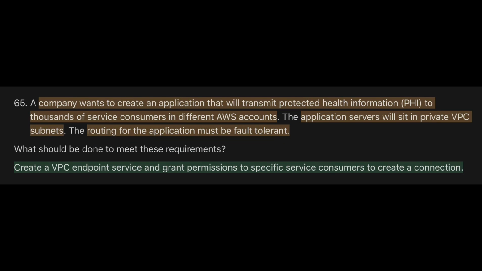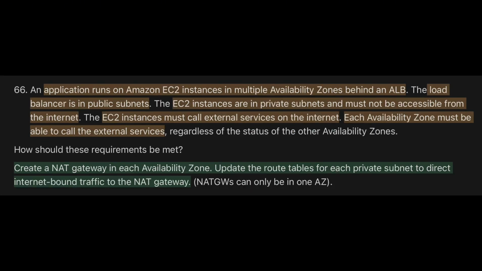Now let's say a company wants to create an application that will transmit protected health information to thousands of service consumers in different AWS accounts. The application servers will sit in private VPC subnets, and the routing for the application must be fault tolerant. So in this case, you should create a VPC endpoint service and grant permissions to specific service consumers to create a connection.